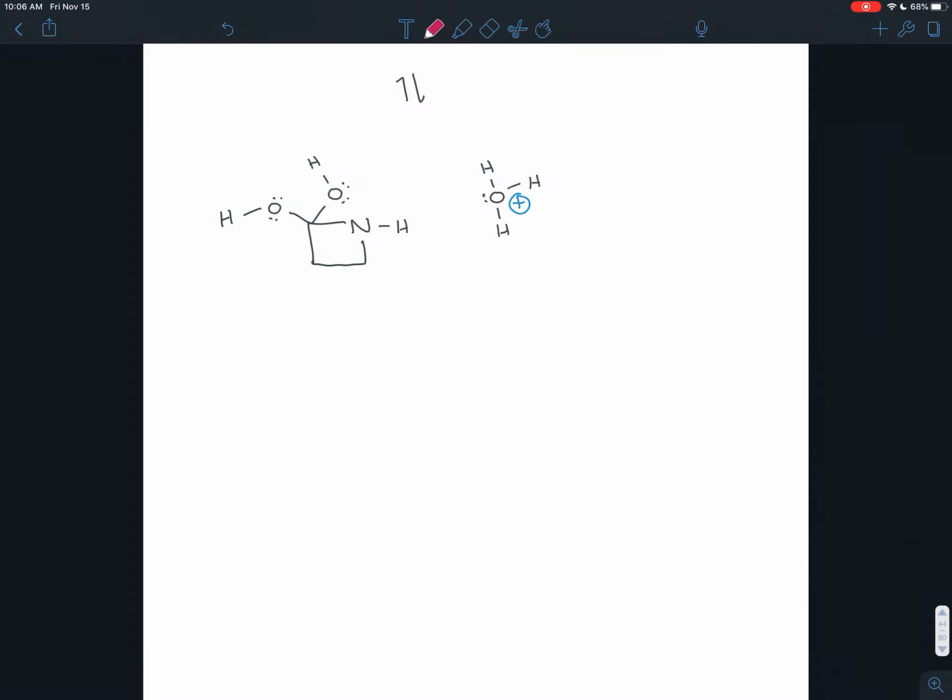Now, a bad leaving group, that means it's not reactive enough. If we want it to react and leave, we have to make it more reactive. How do you change the reactivity of things? You do a proton transfer.